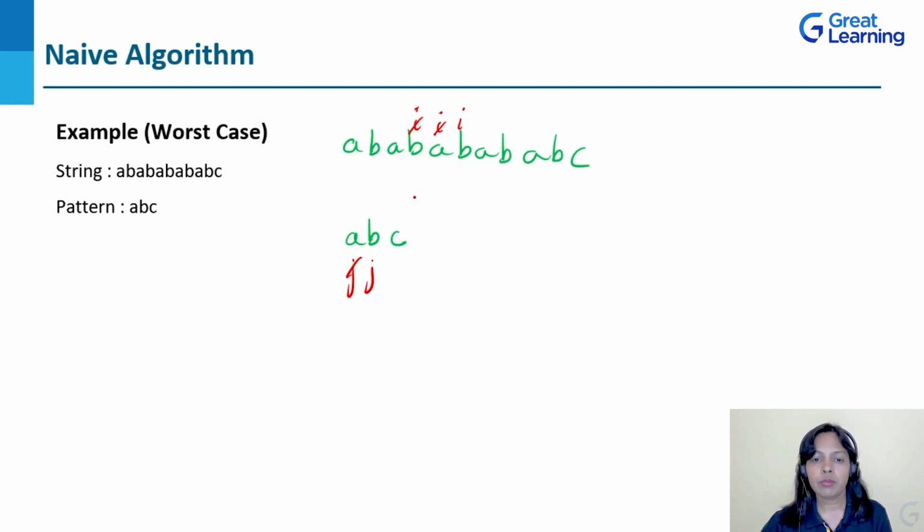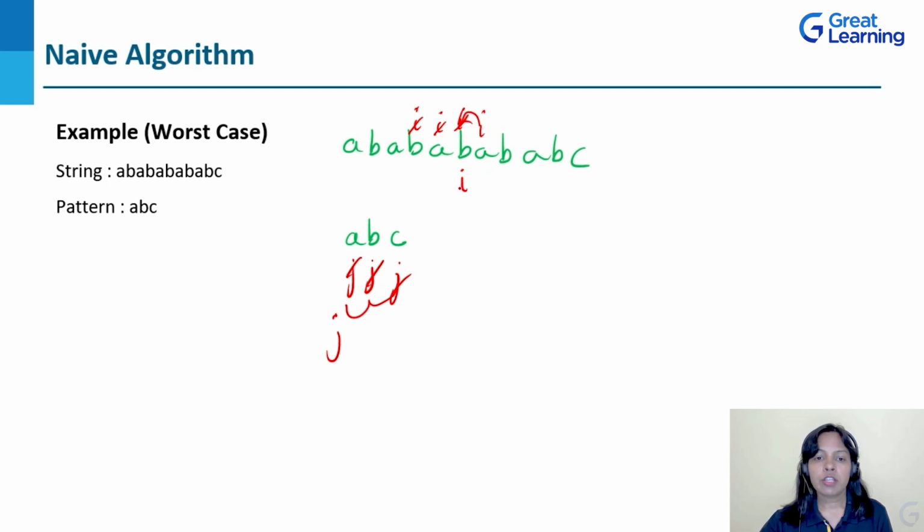Now J and I are again the same, right? B and B. So both will be incremented. Now I and J, are they equal? No, they are not. So what will happen? J will be decremented by how many? 2 places. It will come to the beginning. So I will be decremented by how many? 1 less than J. 2 minus 1, 1 place. So I will be decremented to this location. That is, I will be pointing over here.